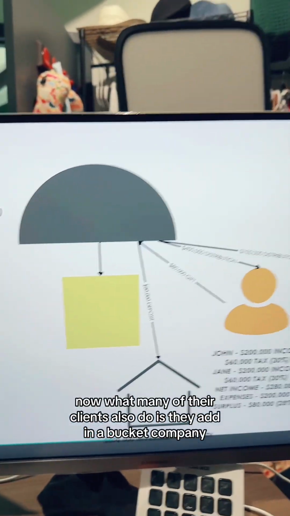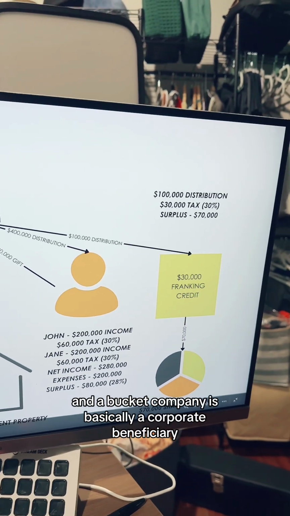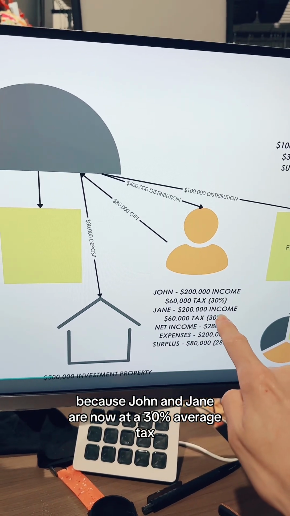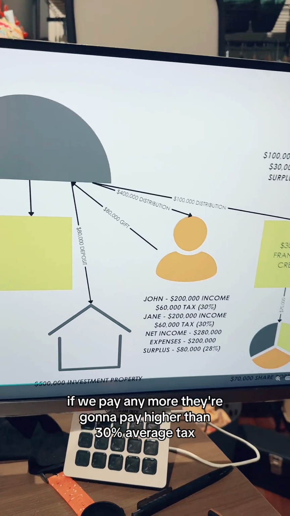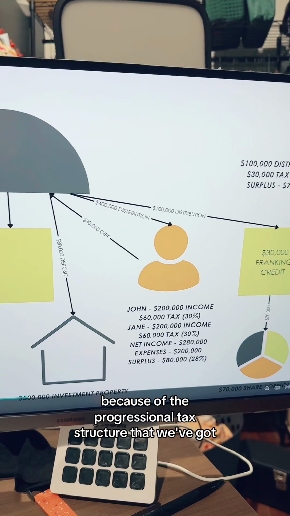Now, what many of our clients also do is they add in a bucket company. And a bucket company is basically a corporate beneficiary because John and Jane are now at a 30% average tax. If we pay any more, they're going to pay a higher than 30% average tax because of the progressive tax structure that we've got.